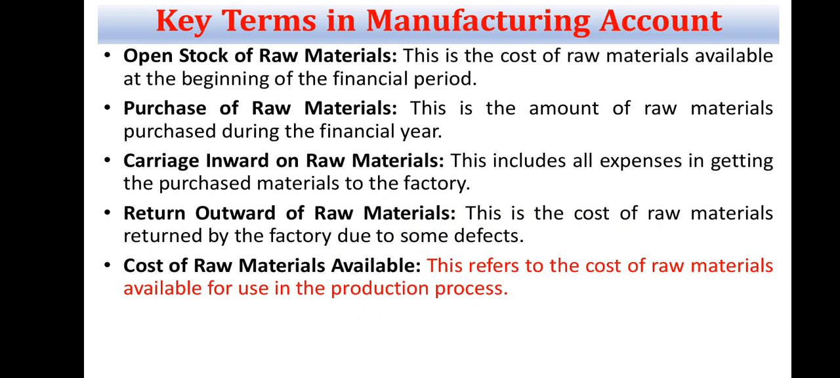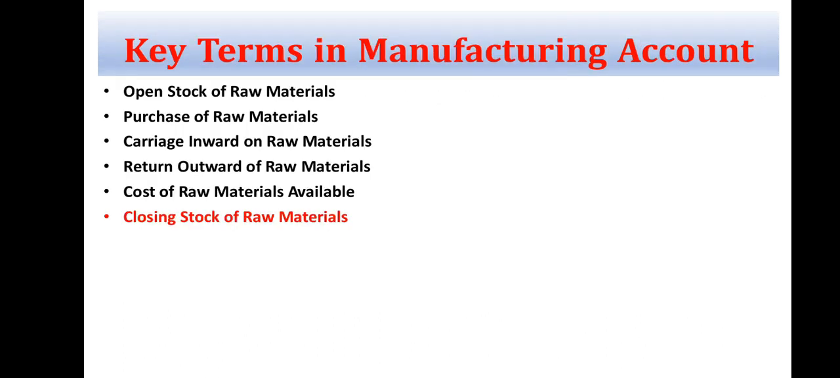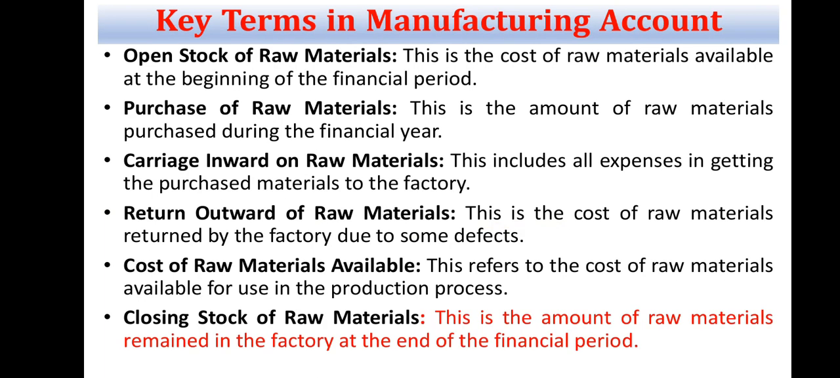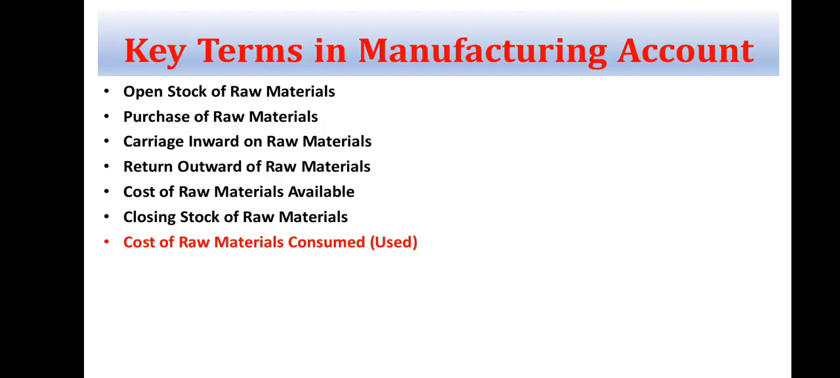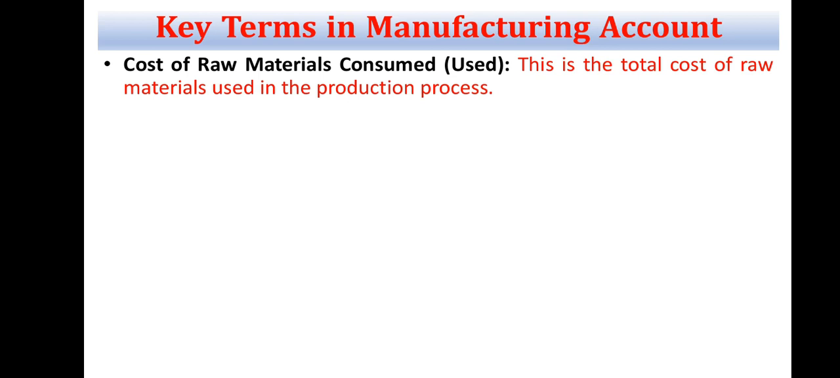At the end of the year, when the business is closing up, they want to know the amount of raw materials that are left in the store, and this is called closing stock of raw materials. That's the amount of raw materials remaining in the factory at the end of the financial year. If we remove the amount of closing stock of raw materials from cost of raw materials available, what we are going to have is what we call cost of raw materials used. That is the amount of raw materials actually used during that year for production. So this is the total cost of raw materials used in the production process.